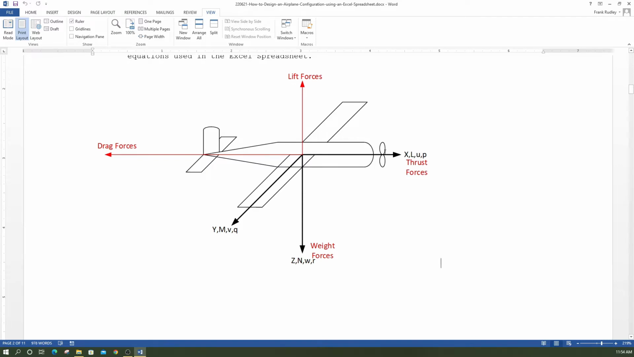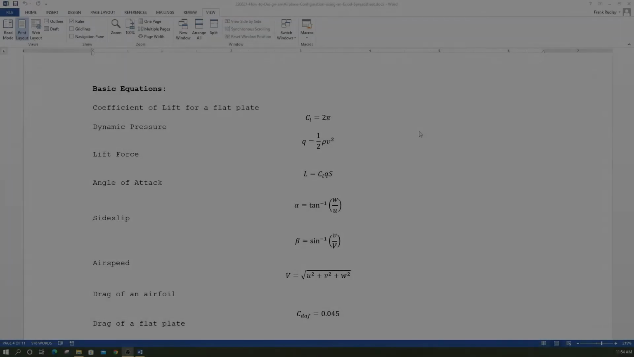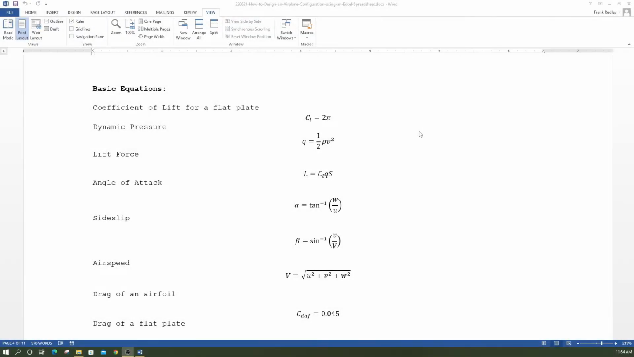So we want to verify that these make sense, that we could generate enough moment from our control surfaces to reasonably roll the aircraft, pitch the aircraft, and yaw the aircraft. So that's the other thing we're going to do in this analysis. So we're going to start off with the most basic aerodynamic equations to get started with this.